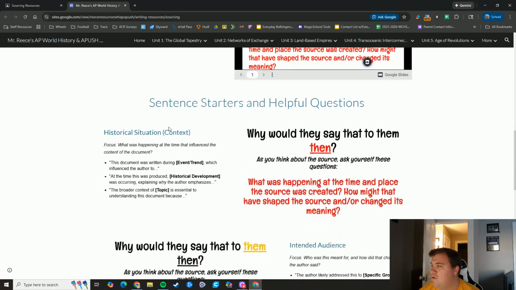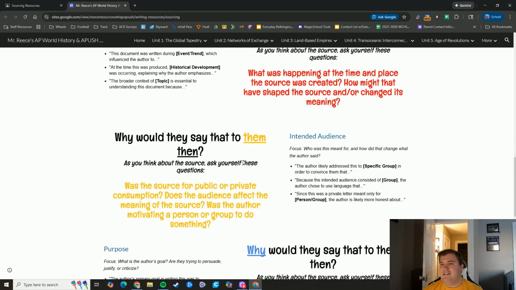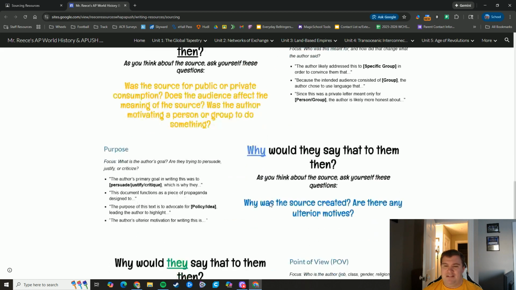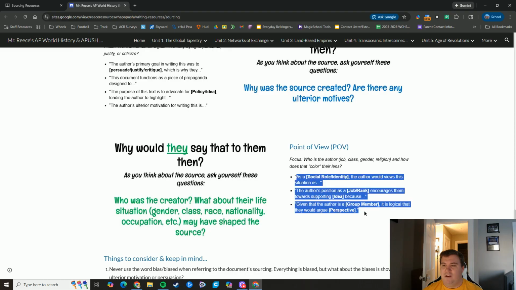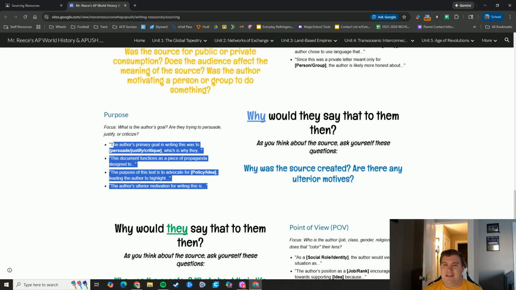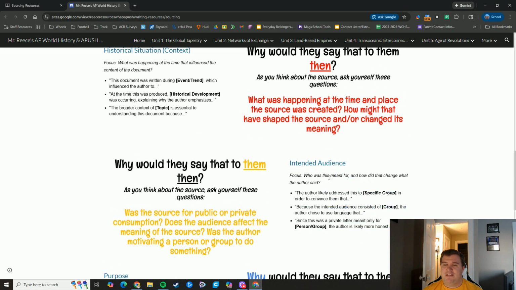When you scroll further down here, it's going to take you into a couple of different options, a couple of different things that can definitely help you out with all this. Let's go with historical situation. What is happening in the time and place for the source that was created? How might that shape the source or change its meaning? The same goes for the intended audience and all that stuff. You will also notice that I gave sentence starters for every single one, so you guys can actually utilize these as you go through the stuff. That's really what it's there for.